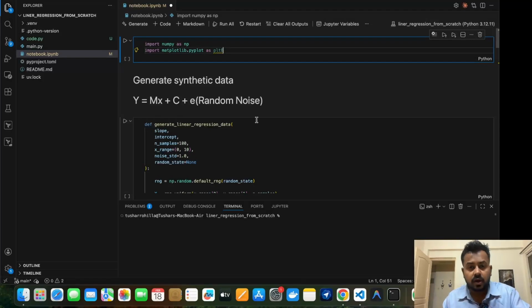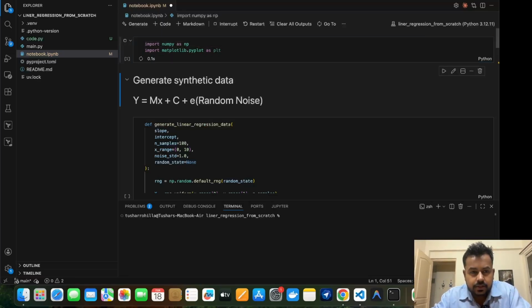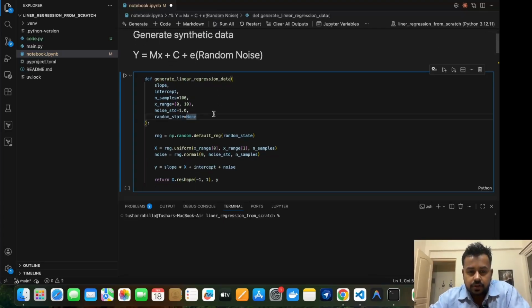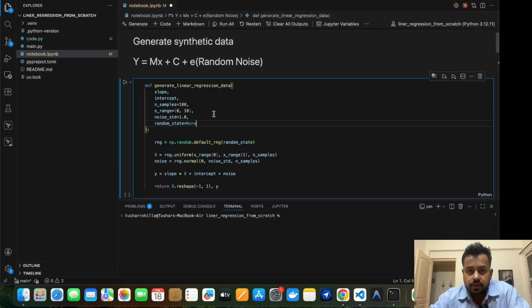All right, so now we are in the coding screen, and let's try to understand the code, like how to code the linear regression from scratch. In the first cell, we are just importing things. I have prepared this notebook for you guys, so you can go through it, and I'll be uploading this whole code on GitHub. And first of all, I have written this function. Basically what this function does is it generates the fake data.